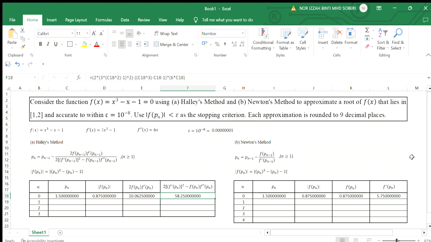Hello and hi. Okay, this example is actually from example 1. Let's read the example, the equation first.